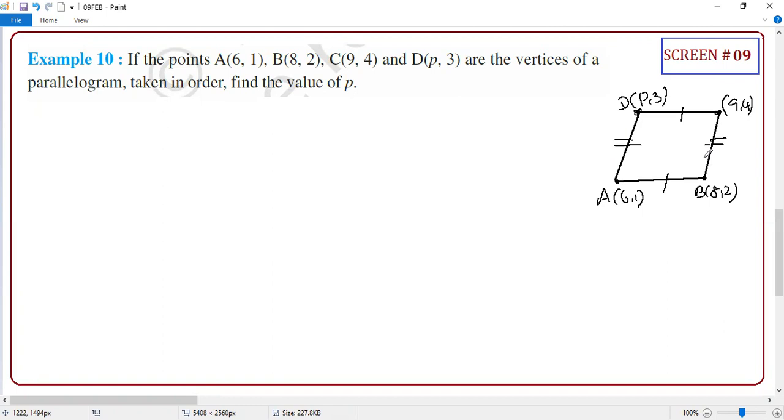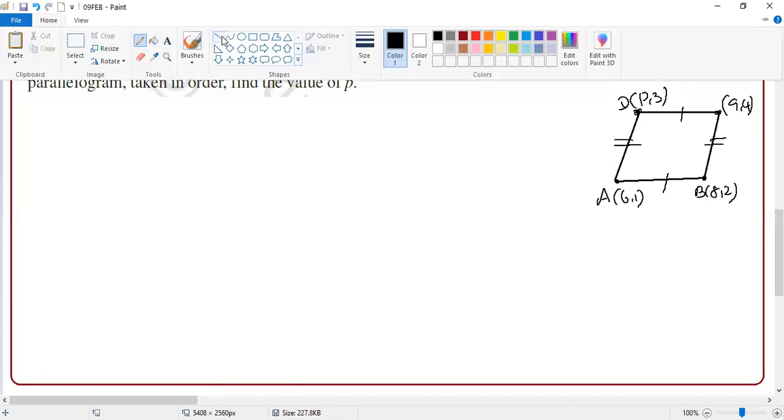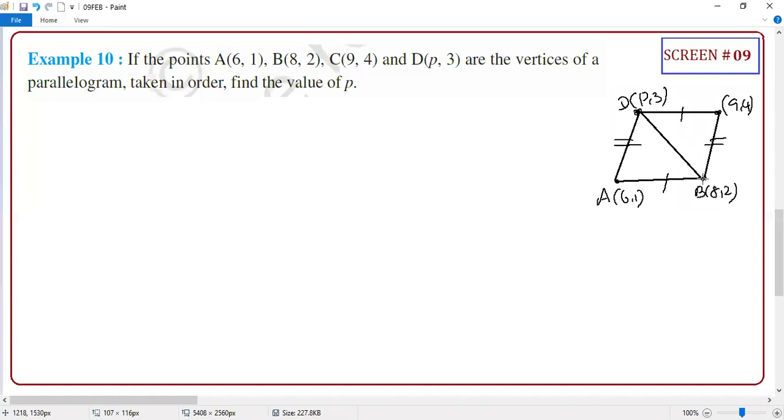Instead, in a parallelogram, there's a beautiful property that diagonals bisect each other. Diagonals bisect each other means the midpoint of this diagonal has to be equal to the midpoint of this diagonal. Are you clear? This is a beautiful property. You are going to apply it here. So simply you'll write: in a parallelogram, diagonals bisect.